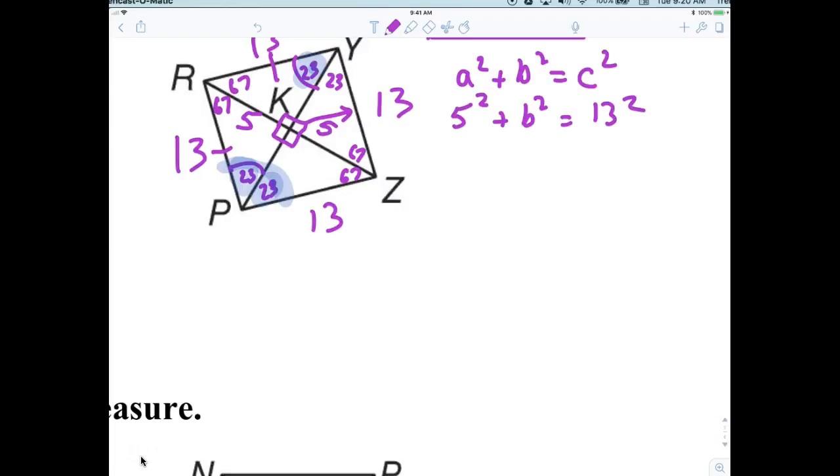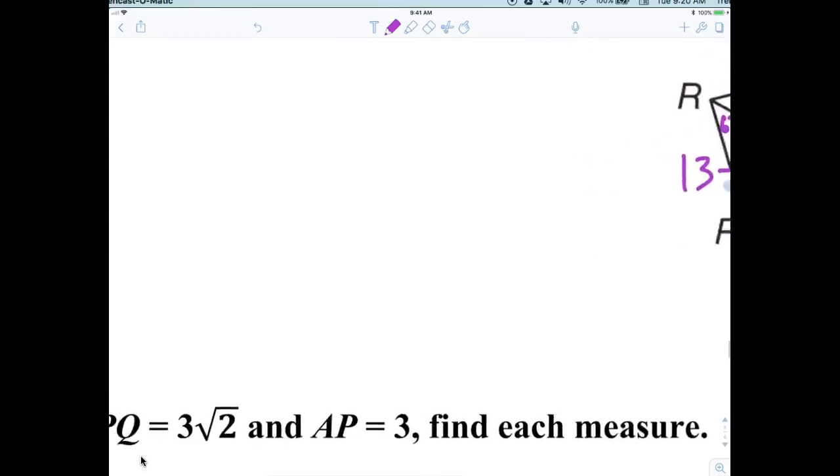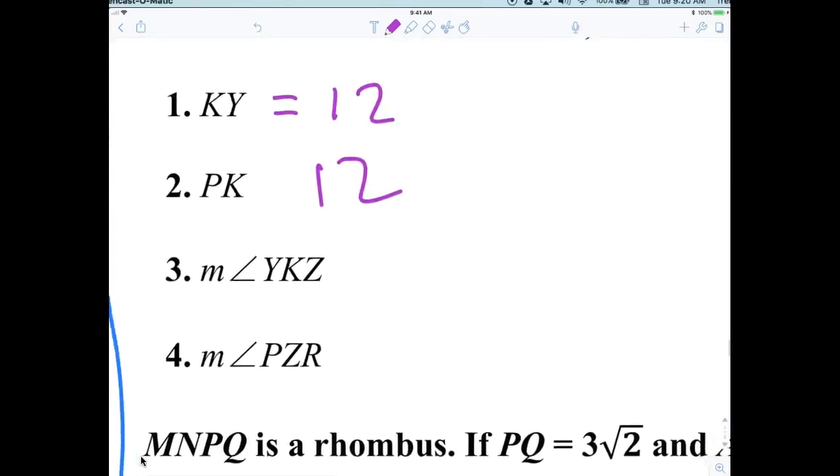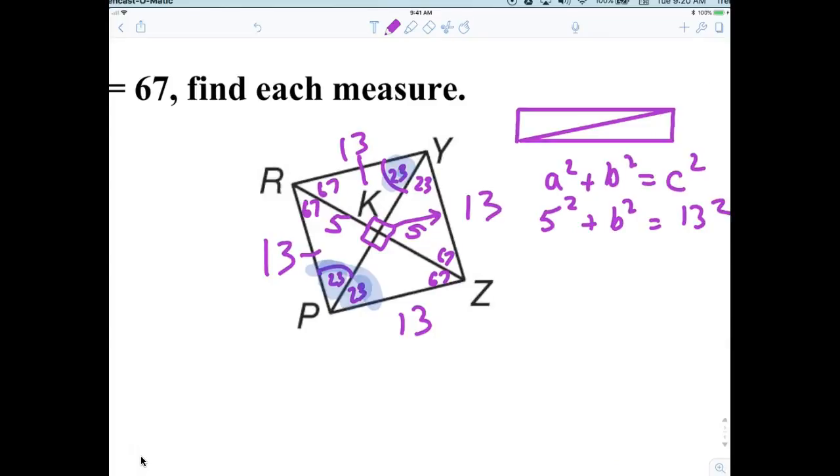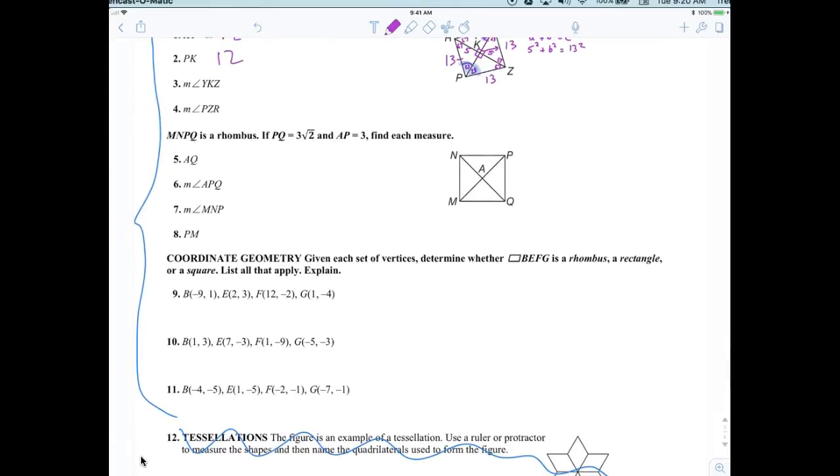Quickly. So I'm going to look at that. Y, K, Z has to be 90. The diagonals of a rhombus are perpendicular, because it's a right triangle. That's correct. All right, now let's go down to 5, 6, 7, and 8.